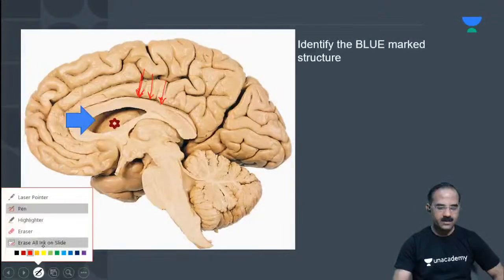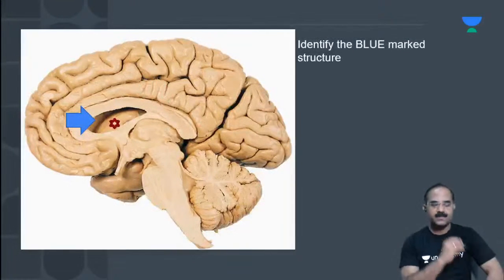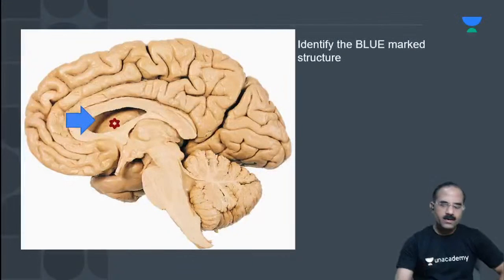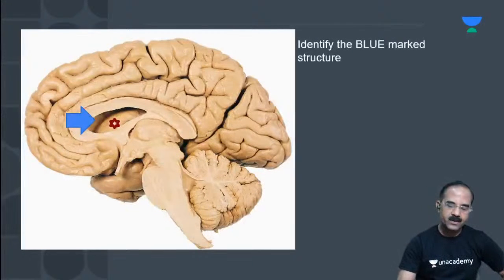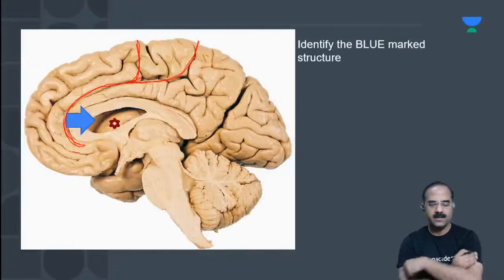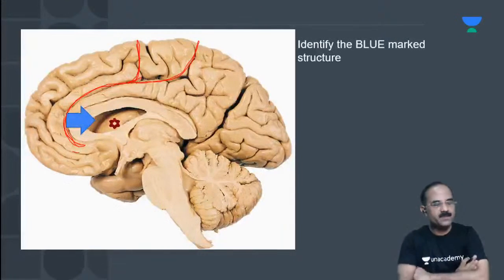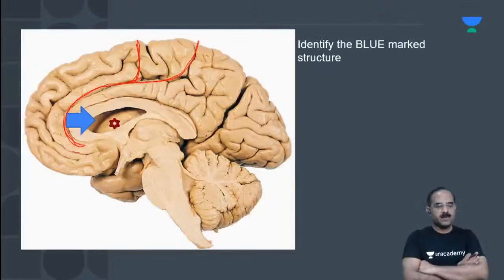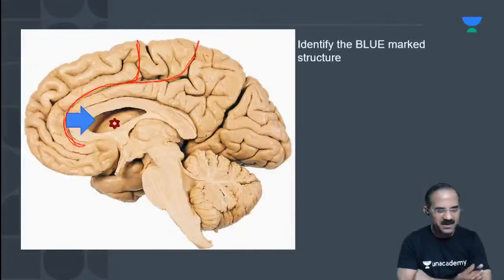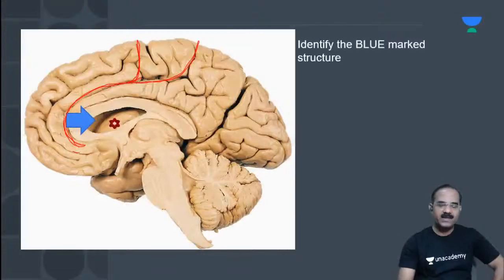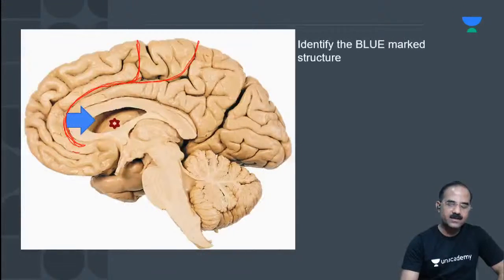Let us finish the rest of the things. What is this sulcus above the callosal sulcus? Anyone? I told you the name. That's the cingulate sulcus.